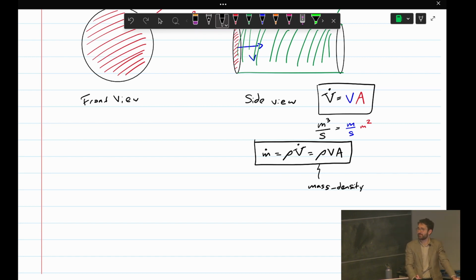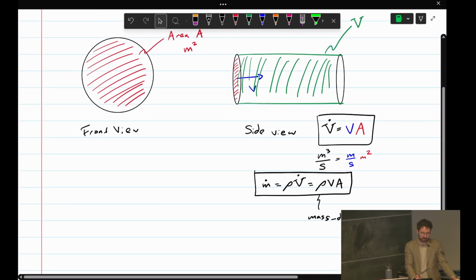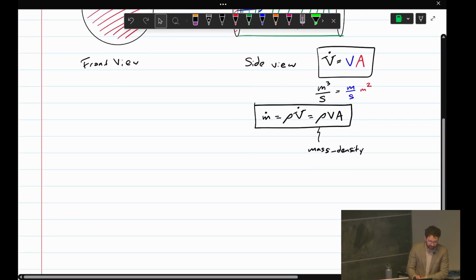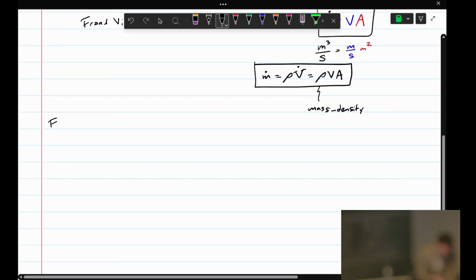Any questions so far? This is pretty straightforward, I think. I just want to get us on the same page about what volumetric flow rate is. Okay, let's talk about flow in circular pipes now.